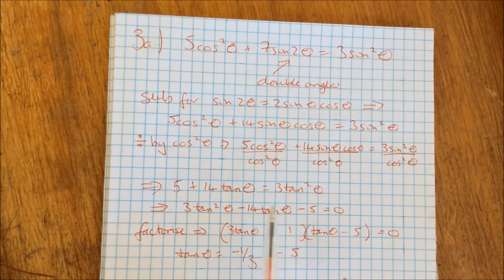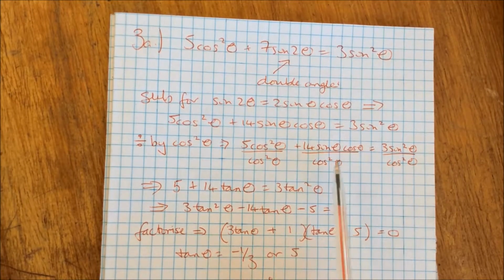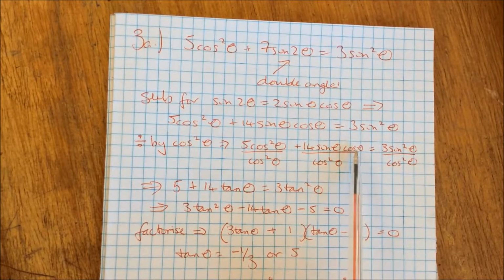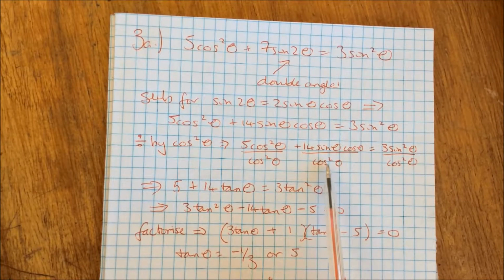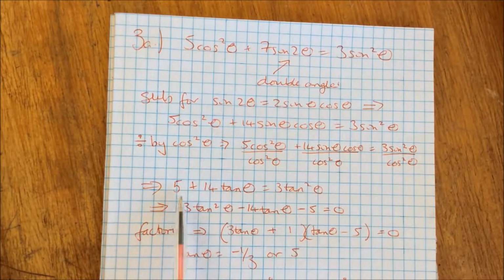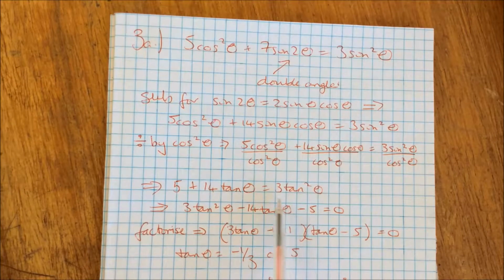Now, we know we've got to turn it all into tan. So I thought let's divide by cos squared theta. This one will disappear. This one will become tan squared, since sin squared over cos squared is tan squared. This one here, that cos will cancel with one of these cos to leave a sin over cos, which is tan. So it works out quite nicely, and it just comes all the way down to 5 plus 14 tan theta equals 3 tan squared theta.